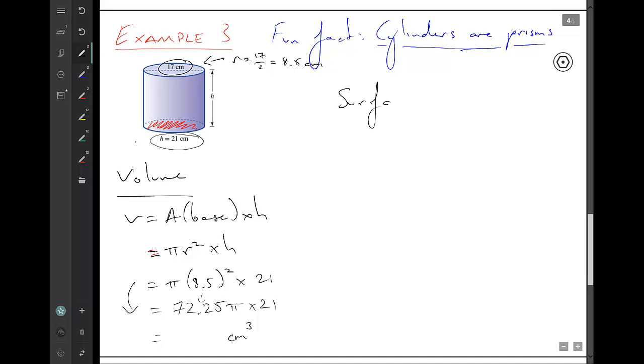Finally, the surface area of a cylinder. All right, so the idea is basically that if we unravel a cylinder, we're more or less unraveling this middle bit. The circle, the top and the bottom will stay the same. So we still have two circles, top and bottom, that have a radius of 8.5. So that doesn't change.